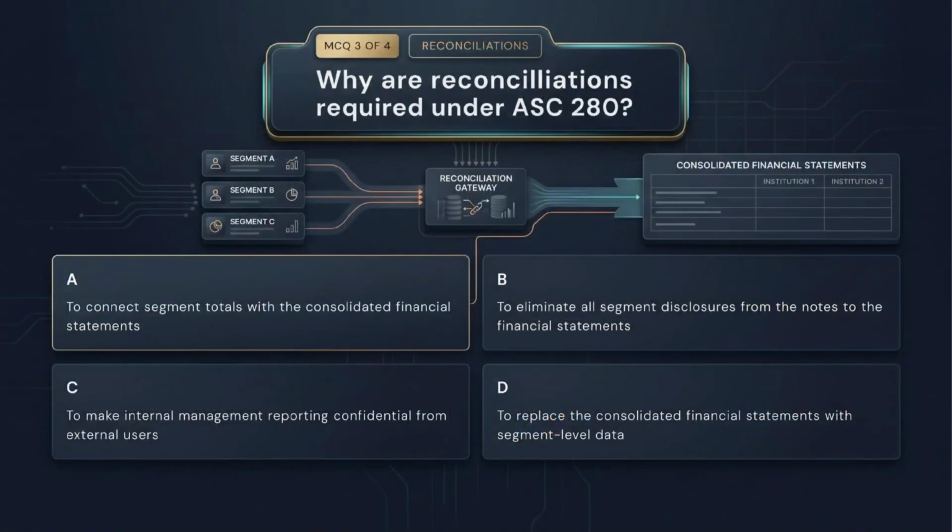For MCQ 3, think about why reconciliations exist. Segment information comes from internal management reporting, while consolidated financial statements follow external reporting presentation. Reconciliations connect those two worlds. The best answer should explain that bridge. Avoid answers that say reconciliations eliminate segment disclosures, hide management reporting, or replace consolidated financial statements. Segment disclosure is supplemental. It does not replace the consolidated statements.